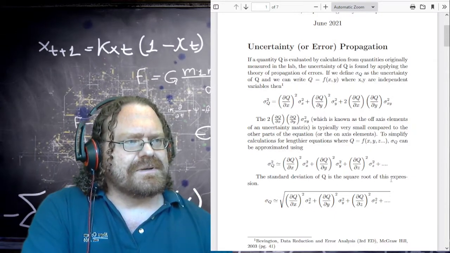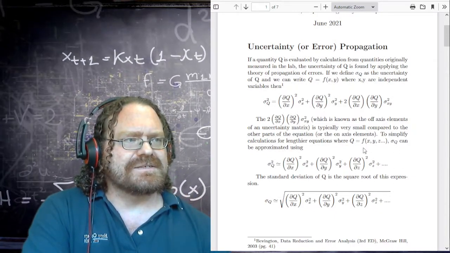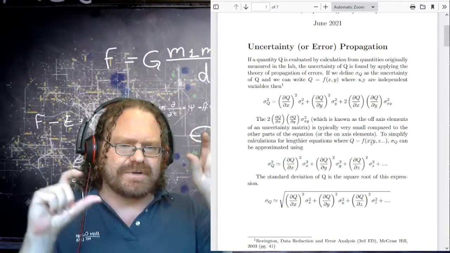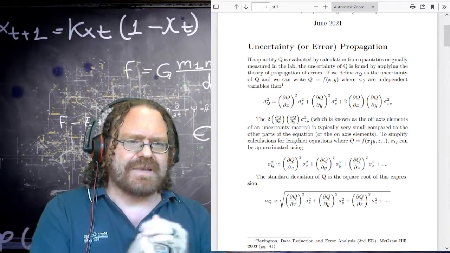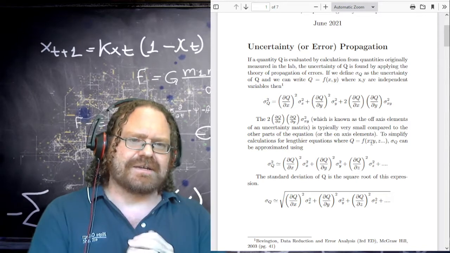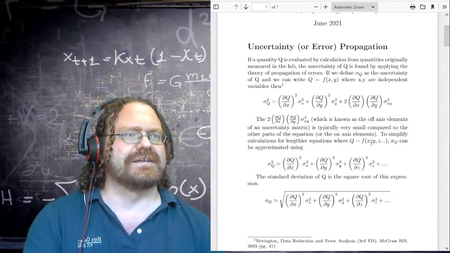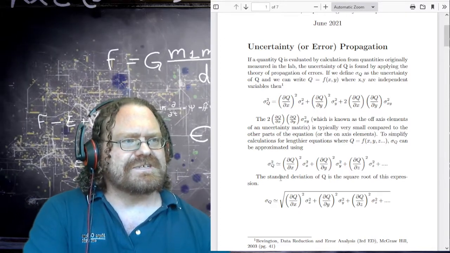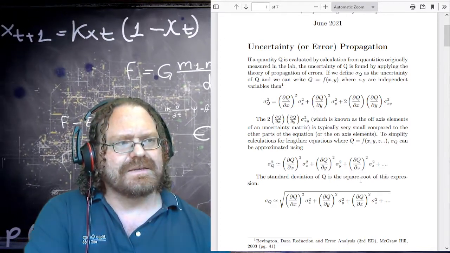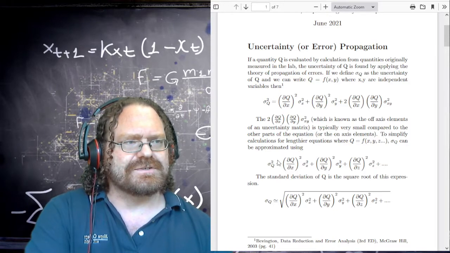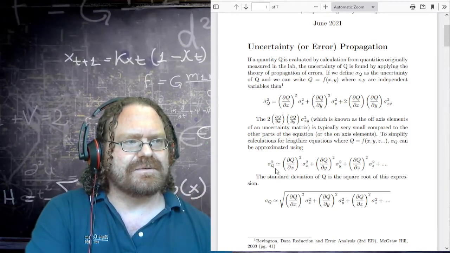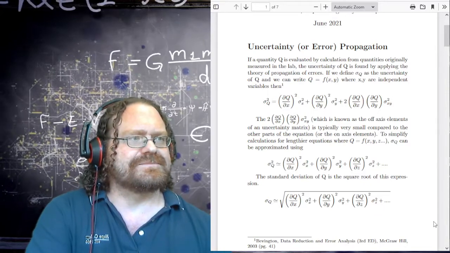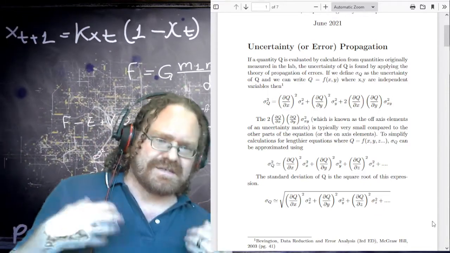And so if we had a function of x, y, and z, or more variables, you can just imagine how many more elements would be in that matrix. And so to simplify our calculations, we're just going to focus on the on-axis elements. And so the standard deviation of q is the square root of this expression. So we take the square root of sigma squared of q, and then the square root of the other side. Okay, so that's all well and good.